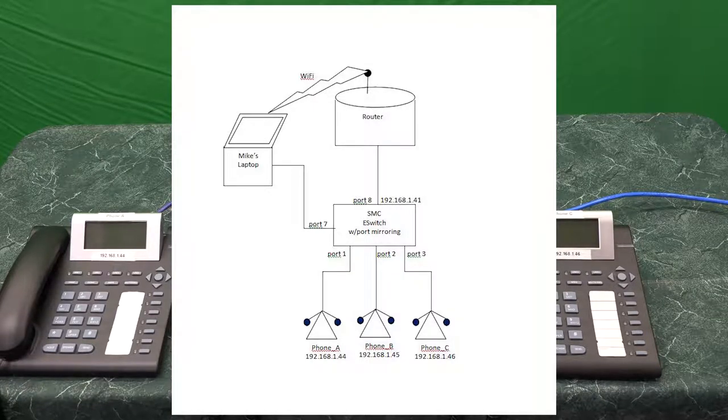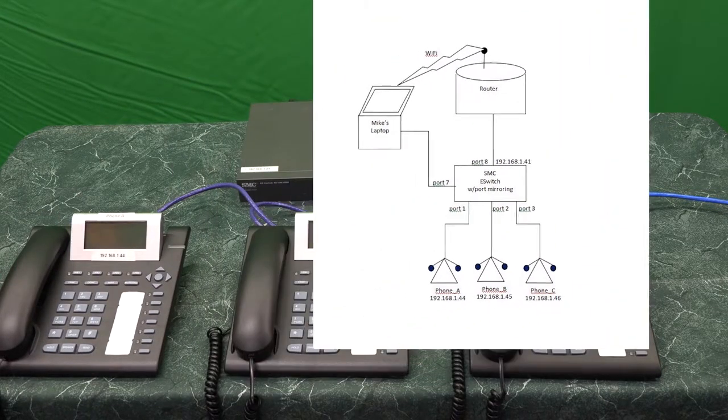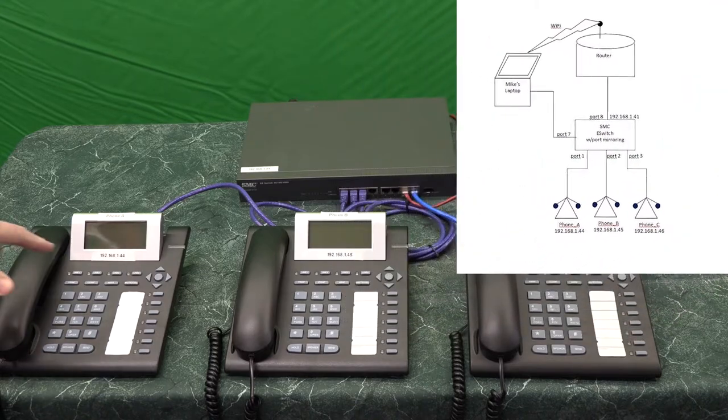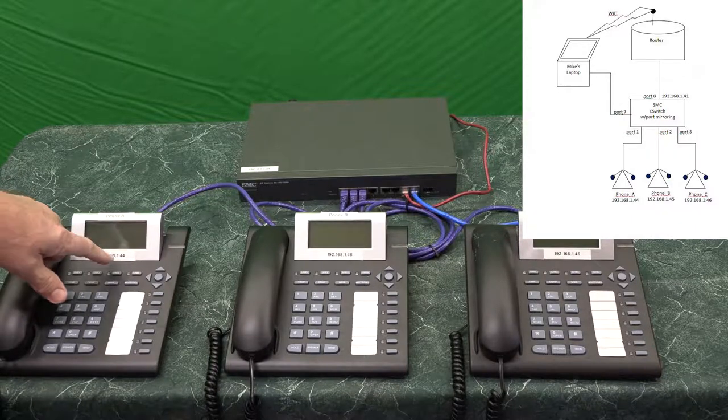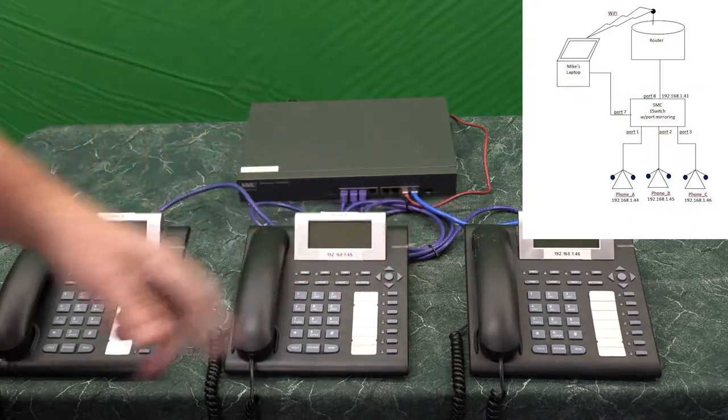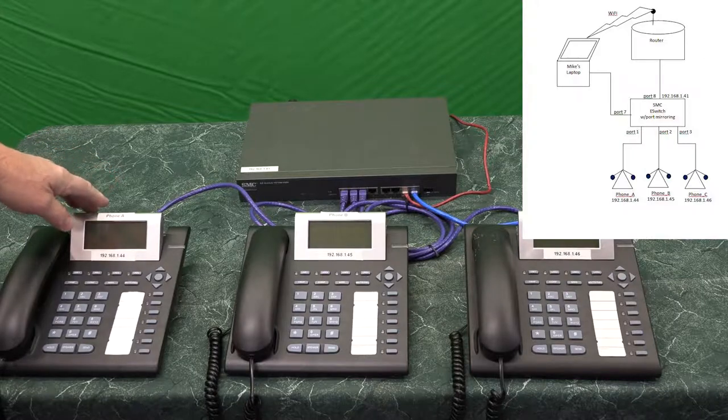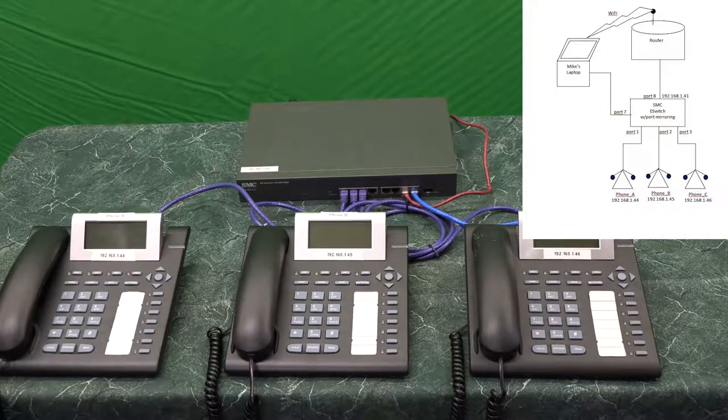I added a third phone to the testbed. I also re-IP'd the phones. I don't remember what the other ones were, but this one's .44, .45, and .46. I also named the phones phone A, phone B, phone C. Let's go ahead and fire this guy up.